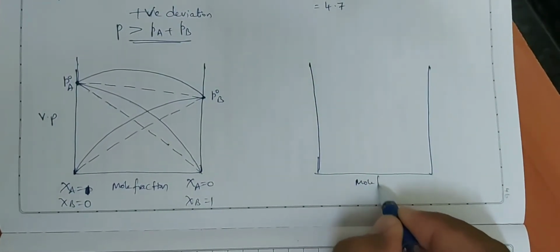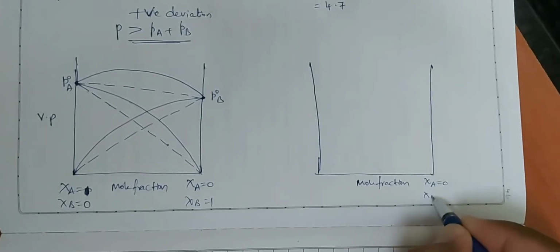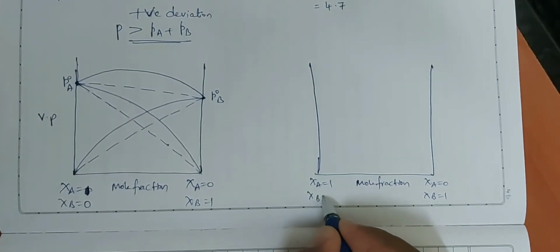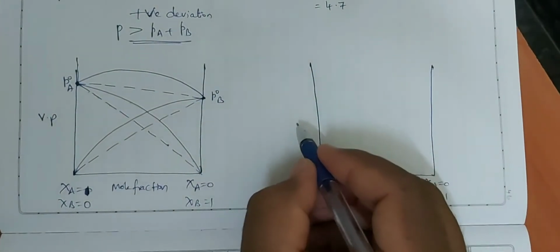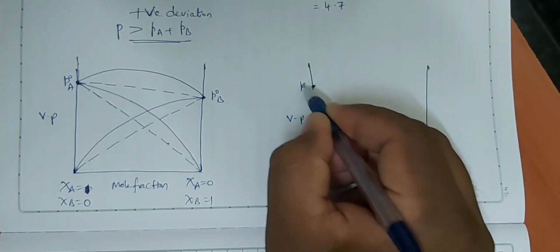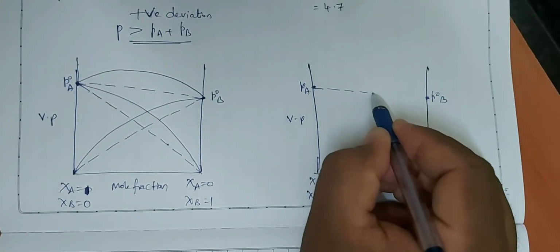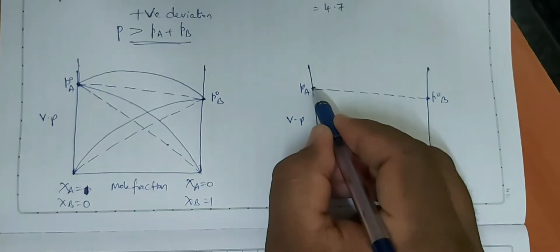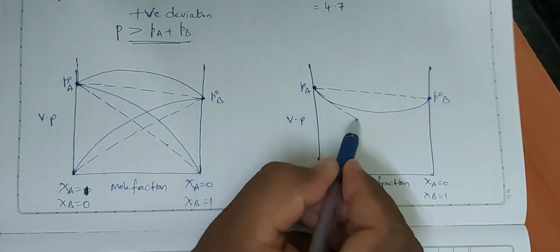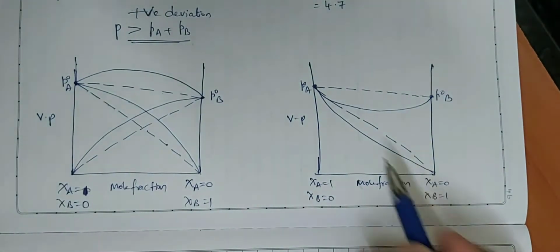On x-axis mole fraction, chi A is equal to 0, chi B is equal to 1, chi A is equal to 1, chi B is equal to 0. On y-axis vapor pressure, this is P naught of A and this is P naught of B. If this dotted line is mentioning Raoult's law, it will show negative deviation means below, like this it will be. Like that, if you take for individual one, it will also show below, like this.